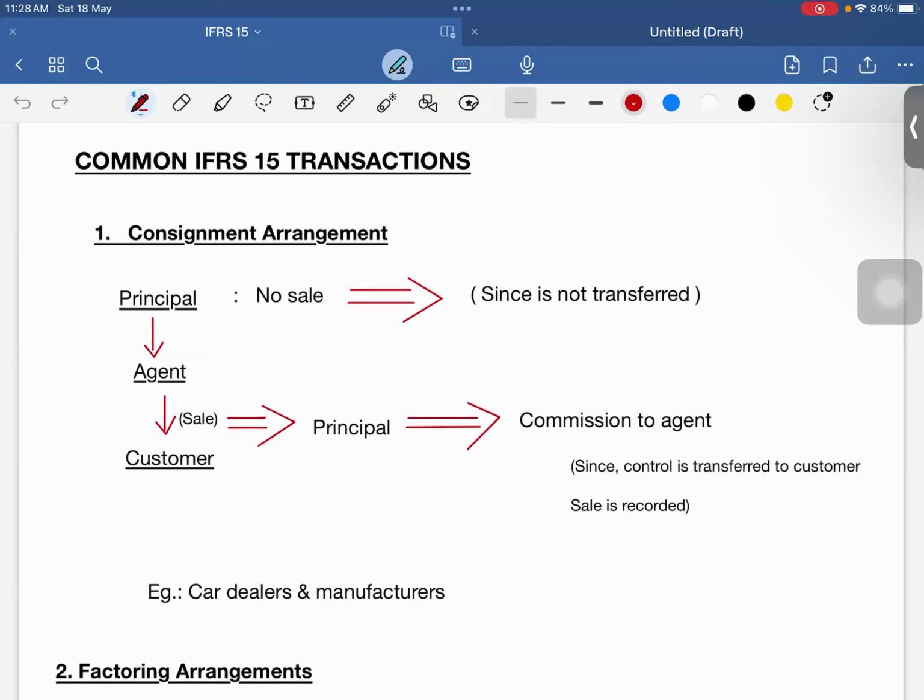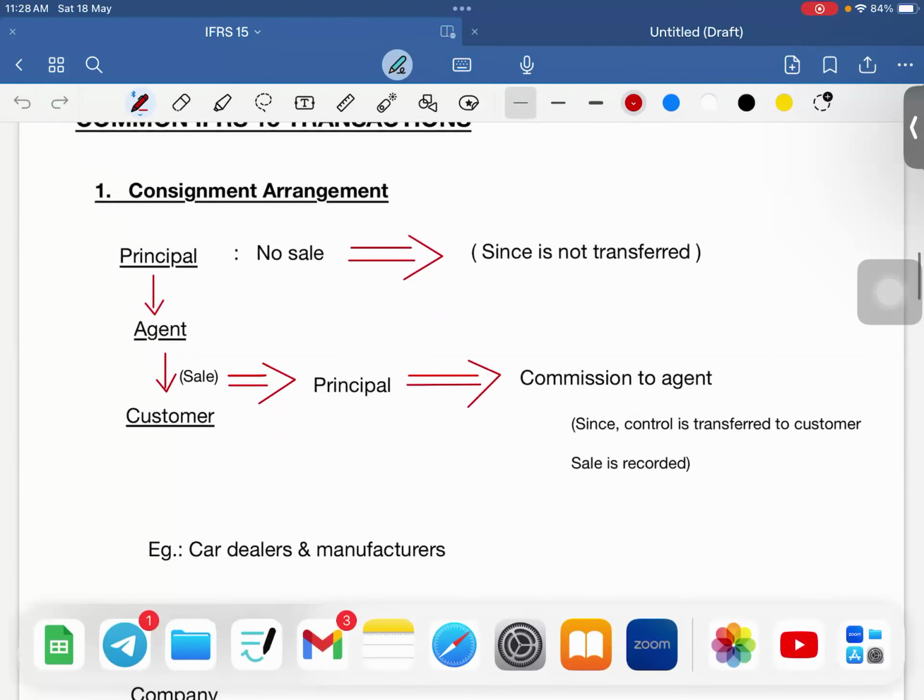All right. Now, what are the common IFRS 15 transactions? Just a moment. Just a moment. I'll be back.